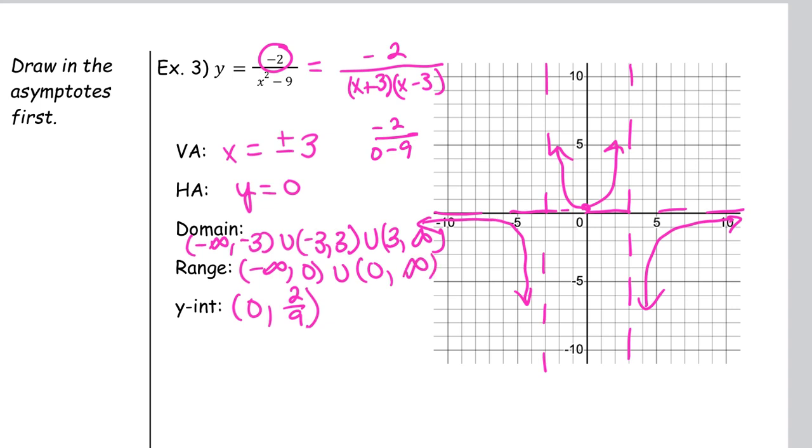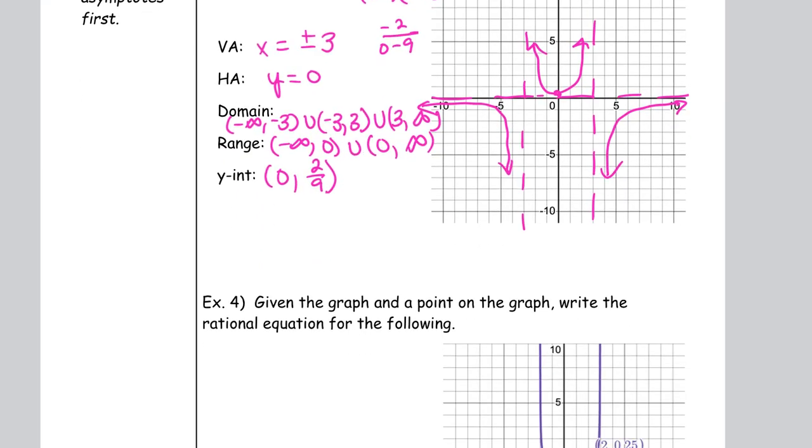Why does this one look like that? Oh, because it wants to.